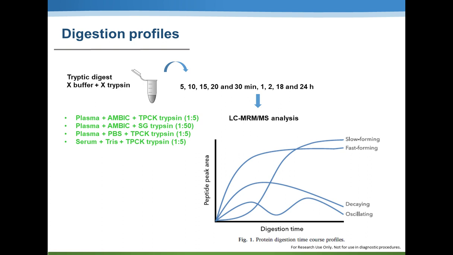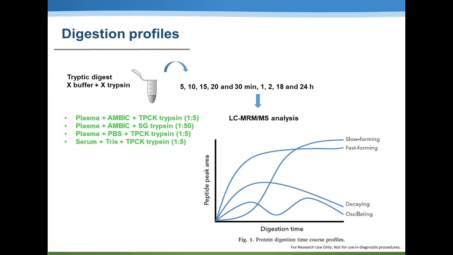So with consideration for the assay turnaround time, we also did a time course experiment and monitored the digestion profiles from 5 minutes, so it's early digestion, to 24 hours. This test was done using the buffer-trypsin system selected from the previous experiments.